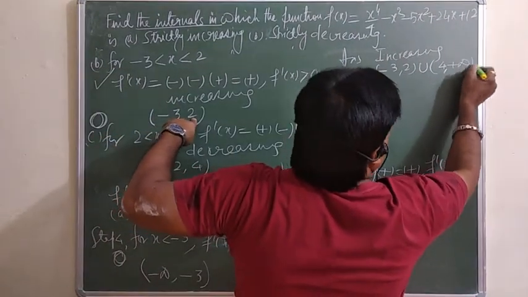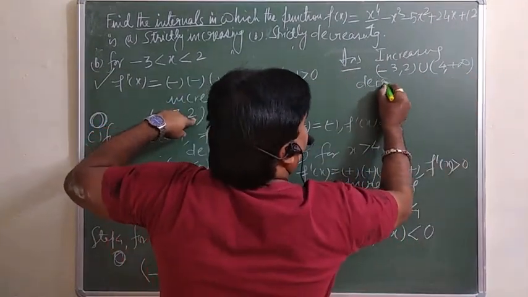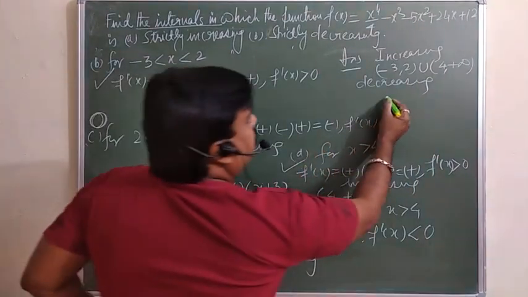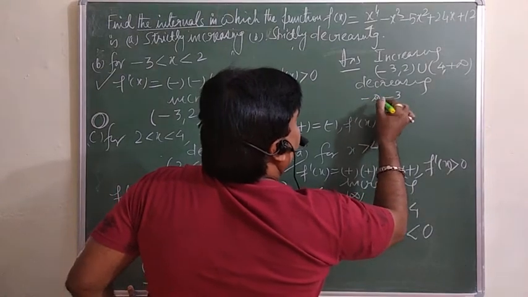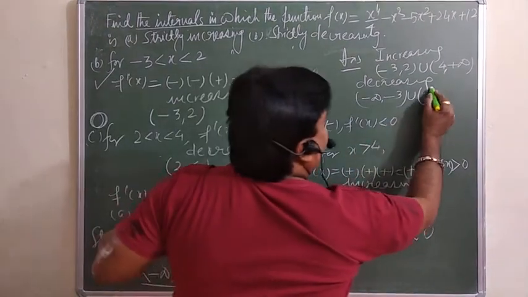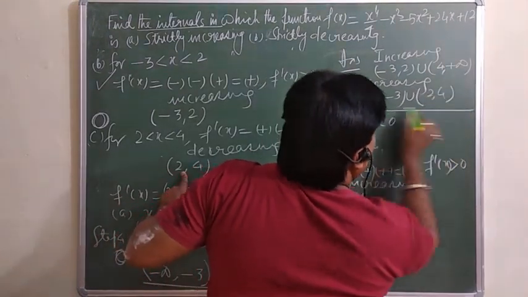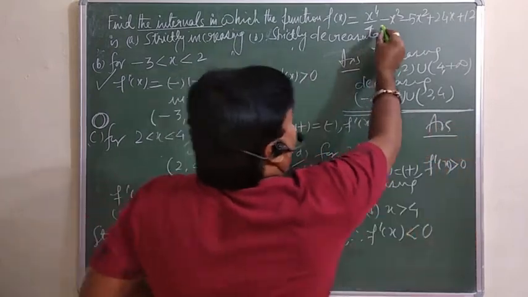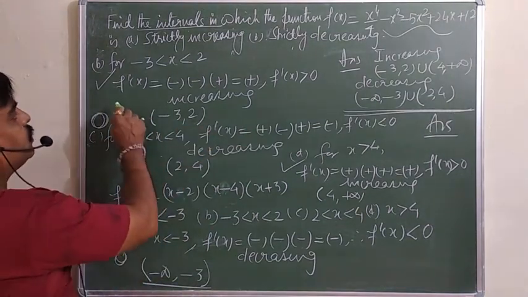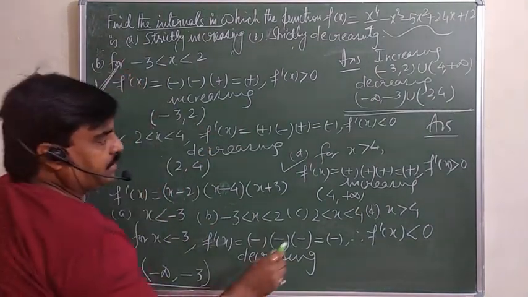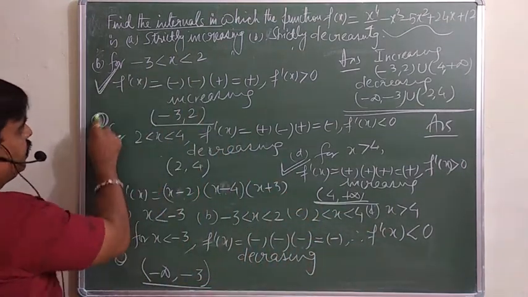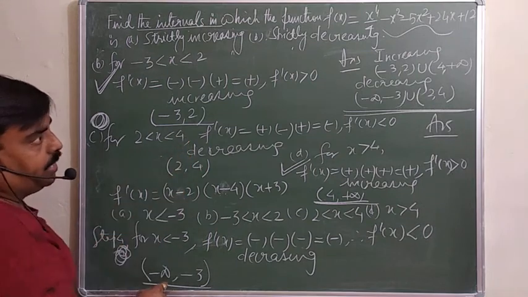plus infinity. It is increasing and decreasing. Where is it decreasing? Minus infinity to minus 3 union 2 to 4. So these are the intervals in which this function is going to increase as well as decrease. All together you can write it down, because increasing is here, here it is increasing and here it is increasing. And here it is decreasing, here and here. You can write it down. Have a look.